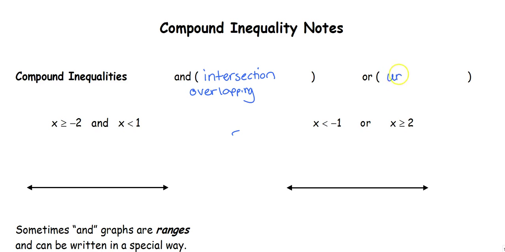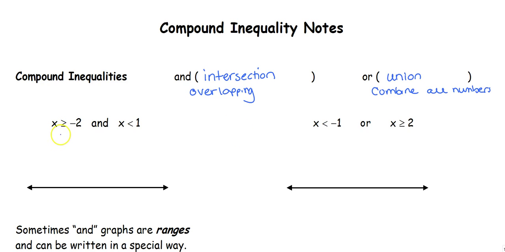An or is representing the union. And to graph the solution set of or graphs, you are going to combine all numbers. So if it's part of one, it's part of the solution. If it's part of the second one, it's part of the solution. So you're going to take every number possible and combine it together. So let's go ahead and do an example.